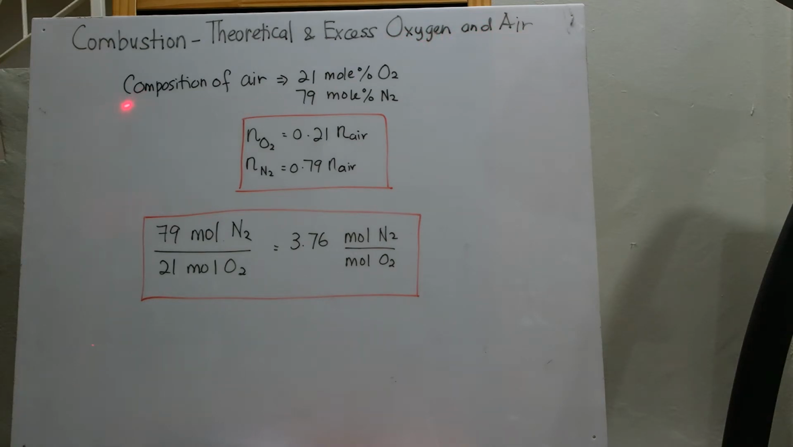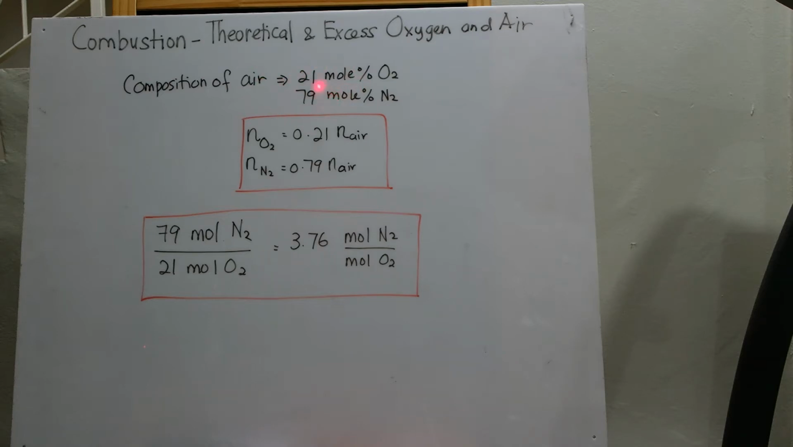If we look at the composition of air, in mass balance class we will use 21 mole percent O2 and 79 mole percent N2. This is our air in this class. Actually it has other compounds, but by default we just use 21 mole percent of O2 and 79 mole percent of N2. So this is the relationship between O2 and air.